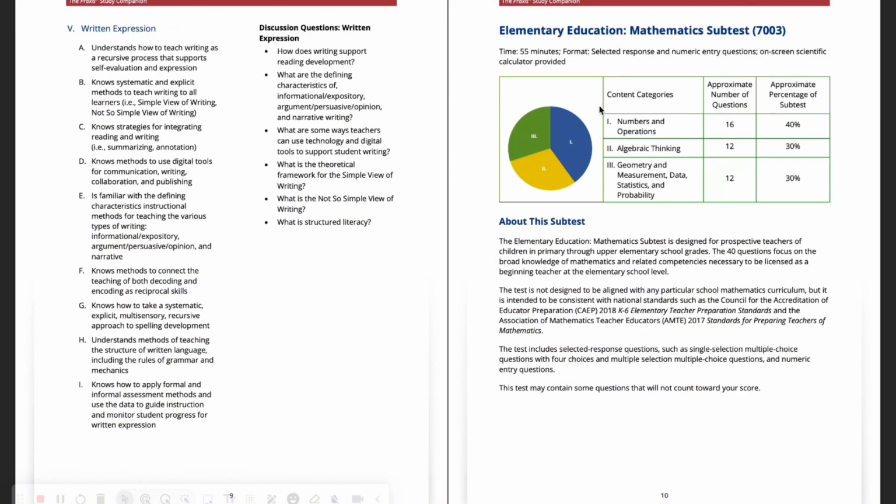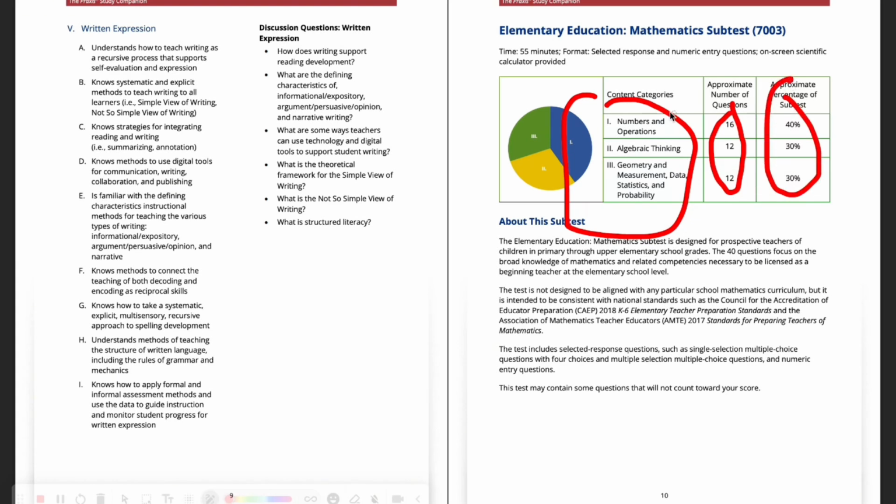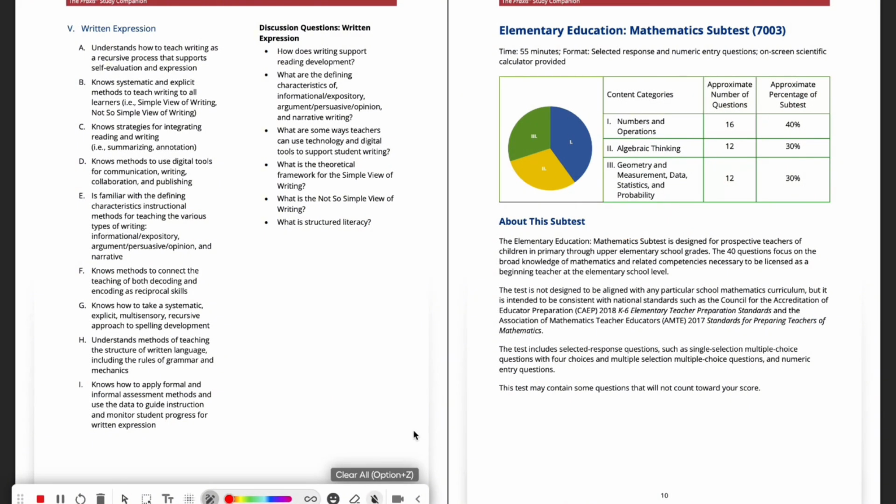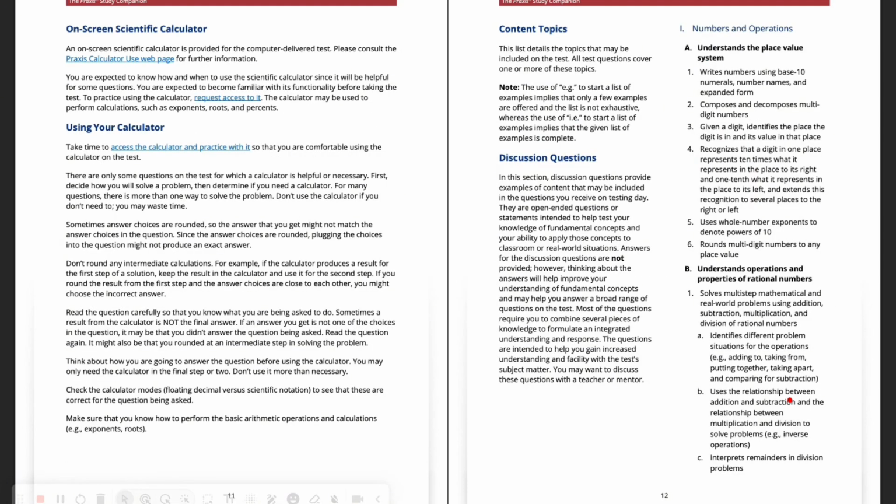Again, with math, there are only 3 content categories: numbers and operations, algebraic thinking, geometry and measurement, and data, statistics, and probability. And then it tells you approximately how many questions, and then the percentage, right? That's important, because if you know you're not a math person, knowing these content categories in math is extremely important, especially when you're creating a study plan, because you'll be able to look at these content categories and say, let's look at the content categories in numbers and operations.